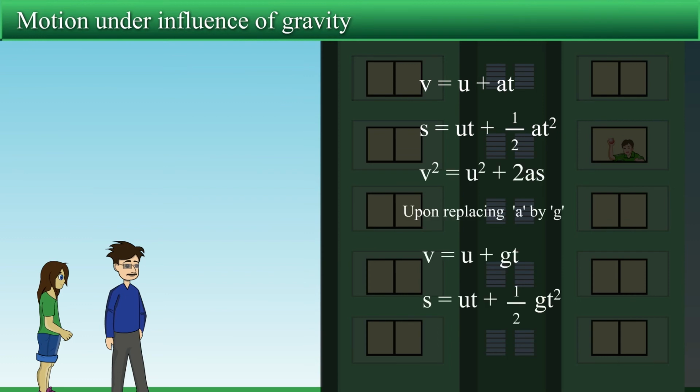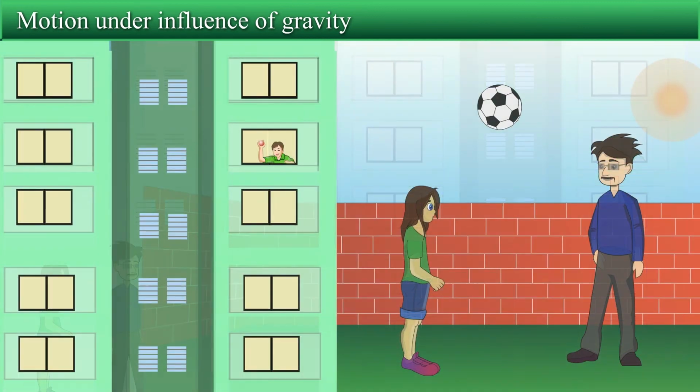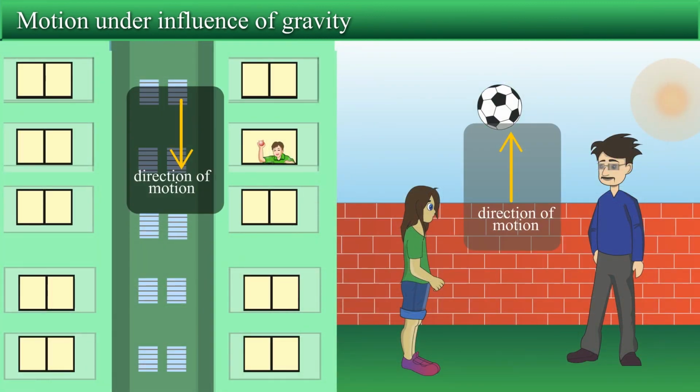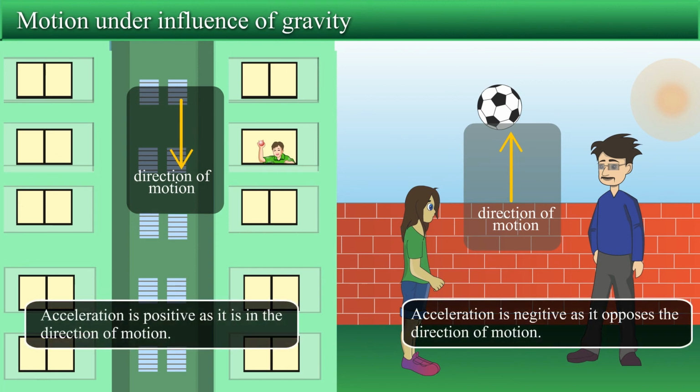As g is constant near the Earth, all the equations for the uniformly accelerated motion of objects become valid with acceleration a replaced by g. Here, u and v are the initial and final velocities, and s is the distance covered in time t. In applying these equations, we take acceleration to be positive when it is in the direction of motion. Accelerations will be negative when it opposes the motion.